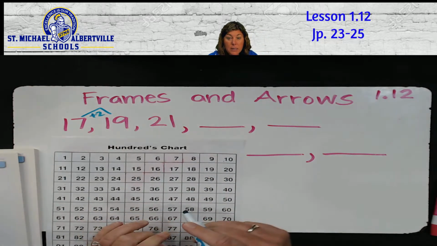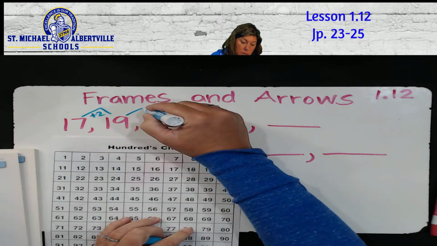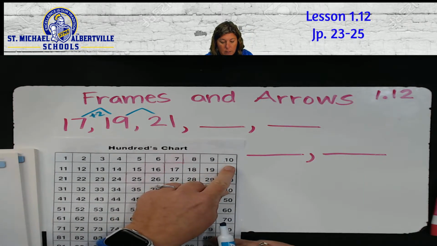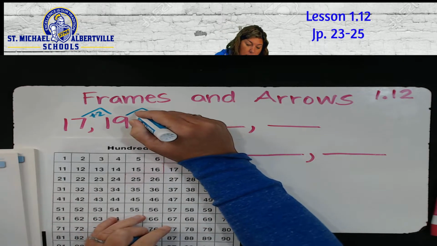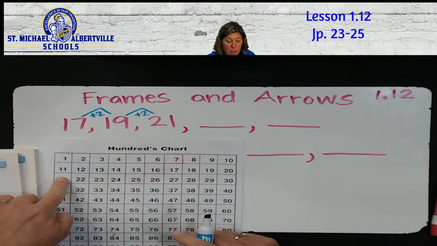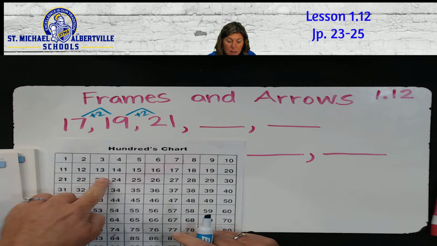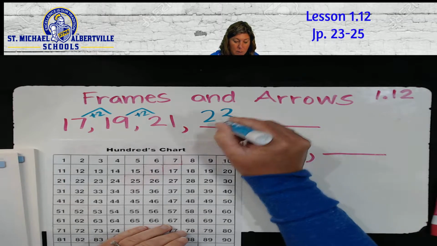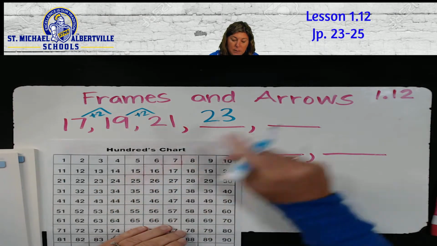All right, well, let's look from 19 to 21. Did they do the same thing? 1, 2. They did. So I see the pattern here is going up by 2s. So then I can see the next thing in the pattern. 23, 2 hops, 25.